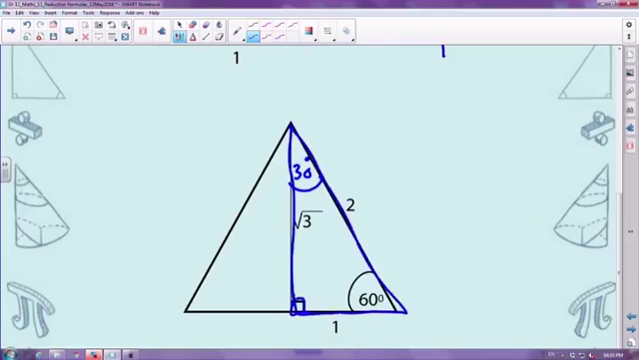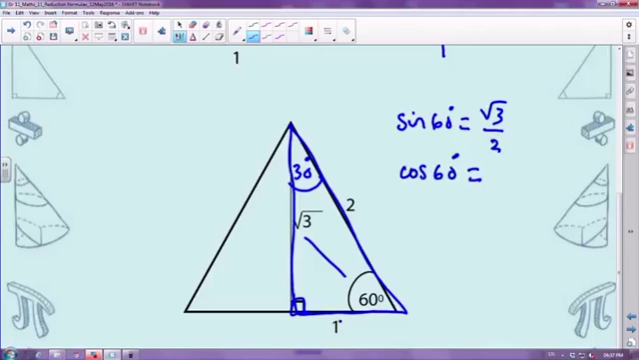now, if you want to work out what sine 60 is, you know that sine is opposite over hypotenuse. So opposite in this case is your root 3, hypotenuse is 2. And then if you're working out cos of 60, that is adjacent over hypotenuse, which is a half, and then your tan of 60 is opposite over adjacent, so that's square root of 3 over 1. Okay, all right.